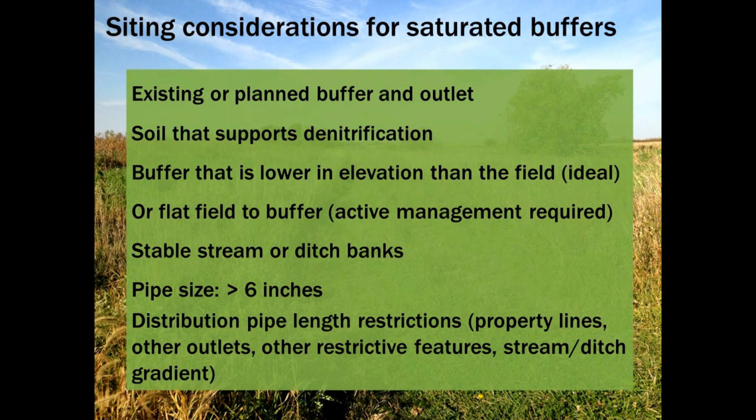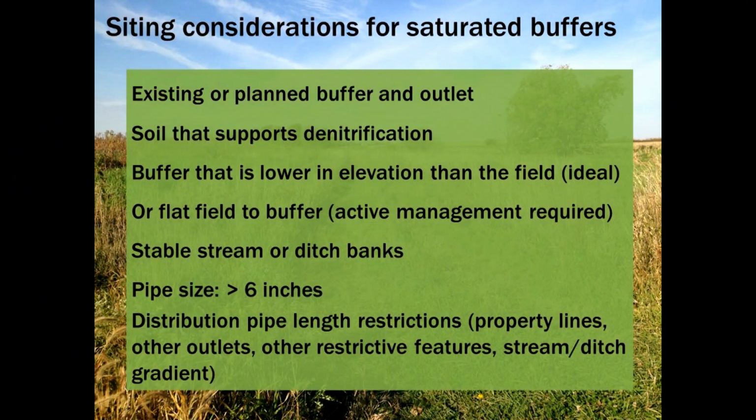We look at some of the siting considerations for saturated buffers, some of the things we need to make that system work. Obviously, we need either an existing buffer or a planned buffer. So if there isn't a buffer there already, but you're willing to put one in, right now, typically we recommend at least 30 feet of buffer to meet the NRCS conservation practice standard. More is better, but if we've got a minimum of a 30-foot wide buffer, that's enough to make the practice work.